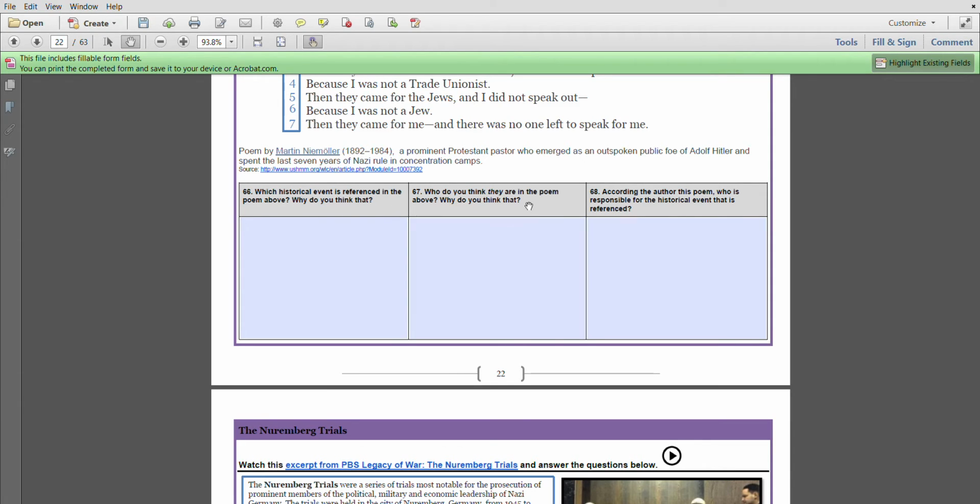67. Who do you think they are in the poem above? Why do you think this? 68. According to the author, who is responsible for the historical event that is referenced?